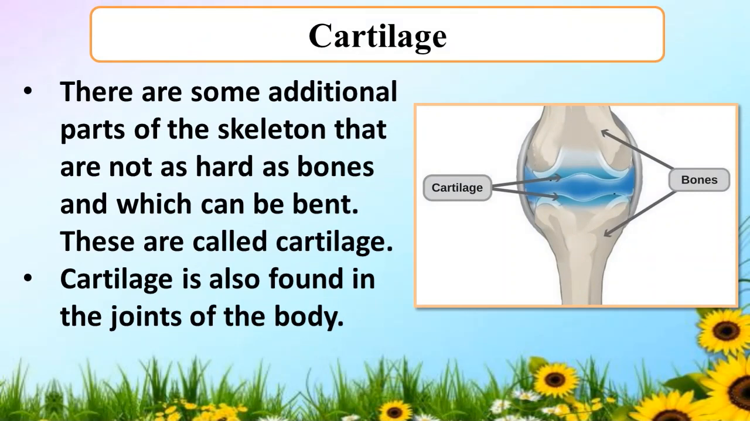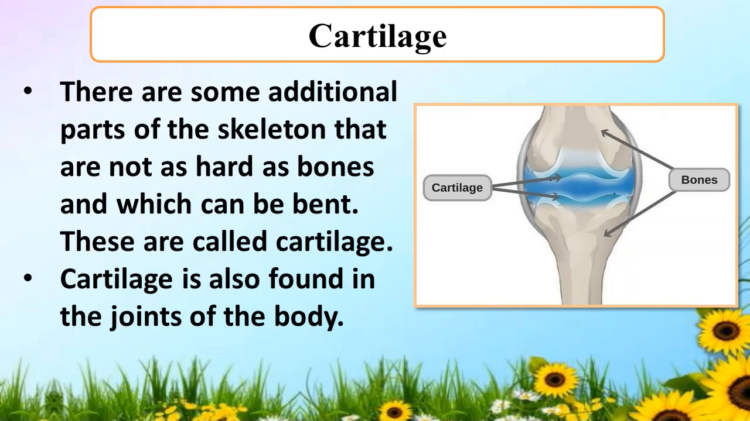We discussed many bones and the joints of our skeleton. There are some additional parts of the skeleton that are not as hard as bones and which can be bent. These are called cartilage. Cartilage is also found in the joints of the body.